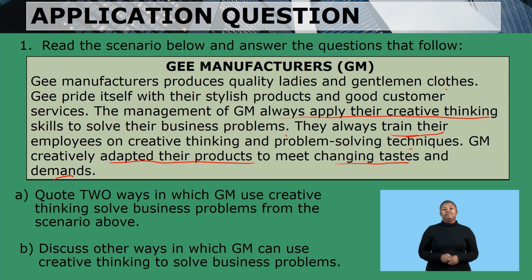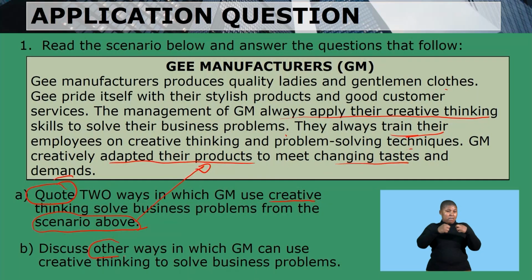The first question says, quote 2 ways in which GM uses creative thinking to solve business problems from the scenario above. Right. We are finding 2 things here. The first one is to quote. Where are we quoting from? From the scenario above. Now, here's a rule. Quote means you are taking it as is directly from the scenario. You are not taking out anything. You're taking it as is from the scenario above.